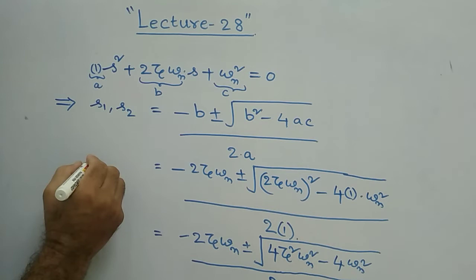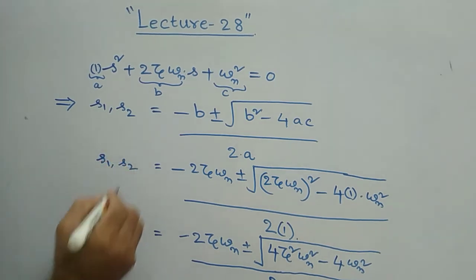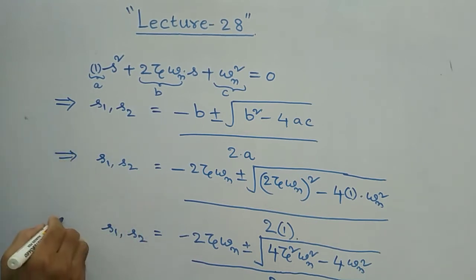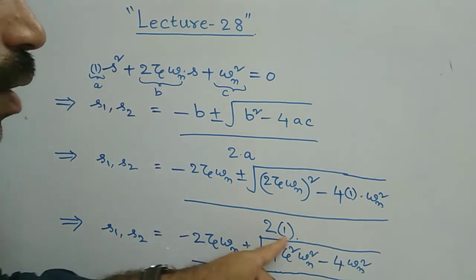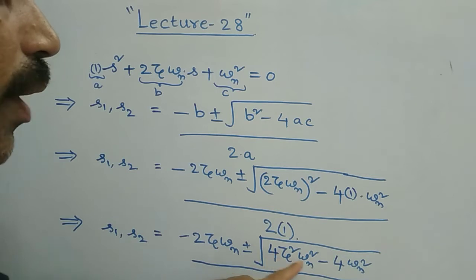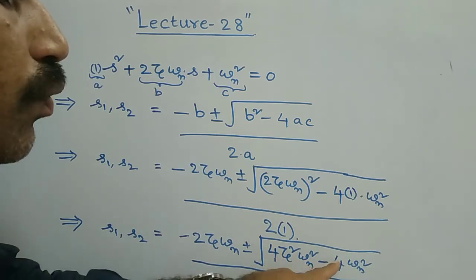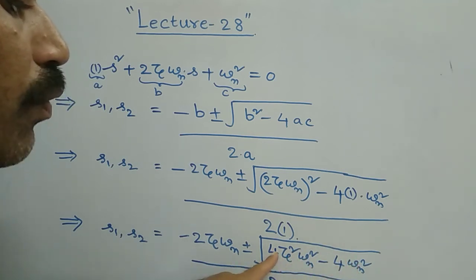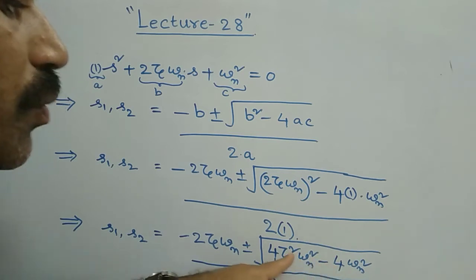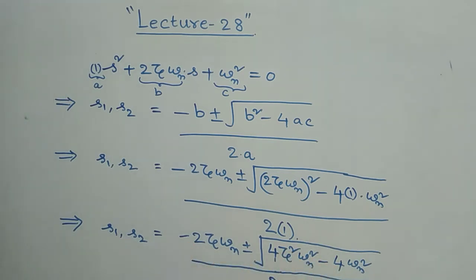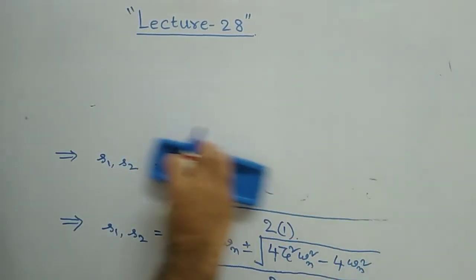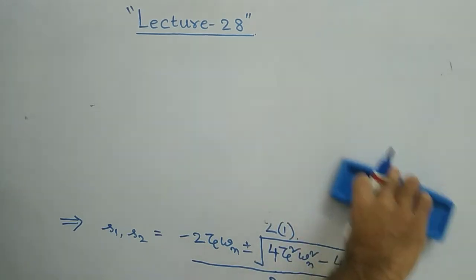Clear? So this is all equal to s1 comma s2. This is nothing but your s1 comma s2. That's what we are finding, the values basically. Now, what could be the next? Here under the square root, 4 into omega n square is there, and minus 4 omega n square is there. So take 4 omega n square as common in these two terms. Then how will the next expression come? Let us see that. What could be the next expression?